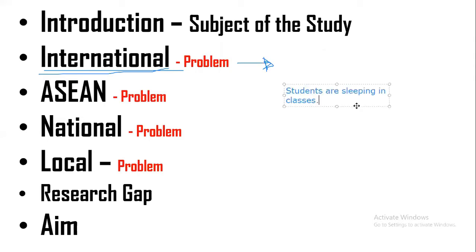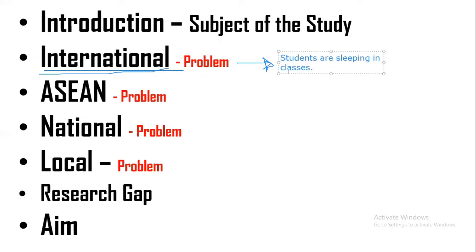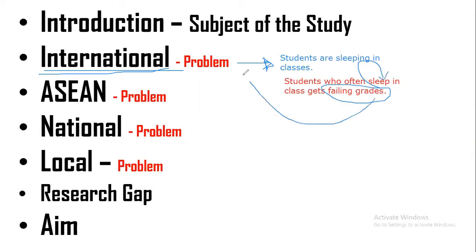Why? Because this is not yet justified. For you to prove that this is really a problem, you have to give us the justification why it is a problem. So when you find students sleeping in class as your problem internationally, that is not yet valid. Instead, you have to search for an RRL that states students who often sleep in class get failing grades. Now it has justification. The failing grade becomes the justification that sleeping in class is actually very problematic.